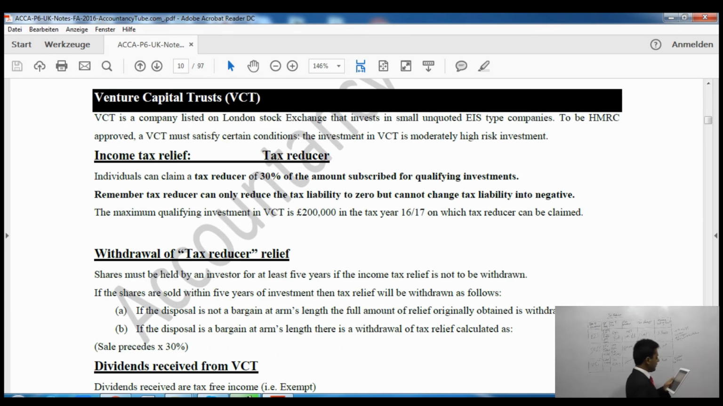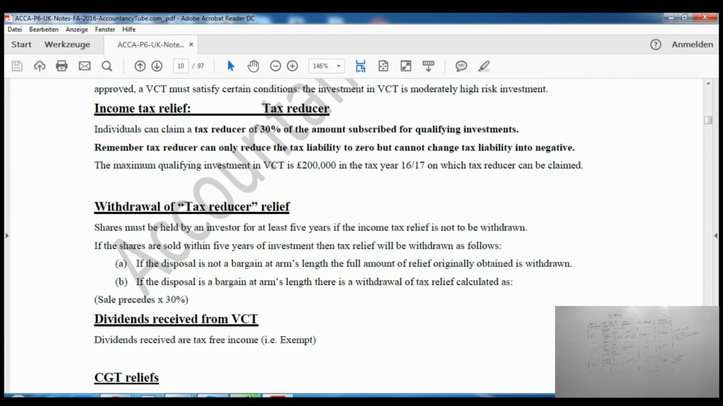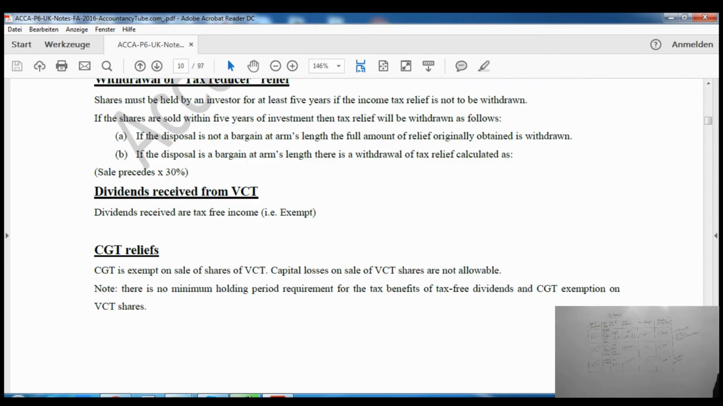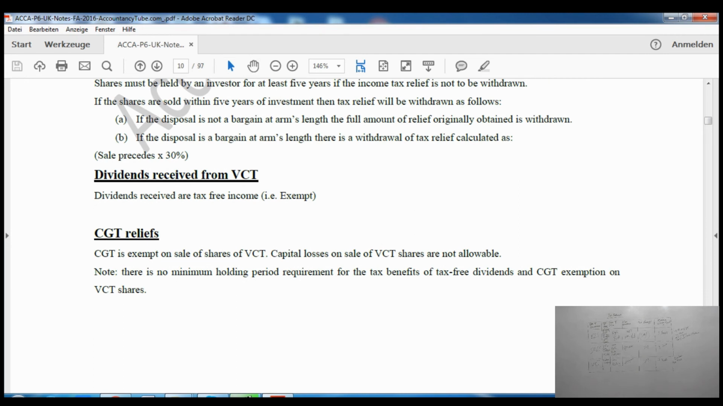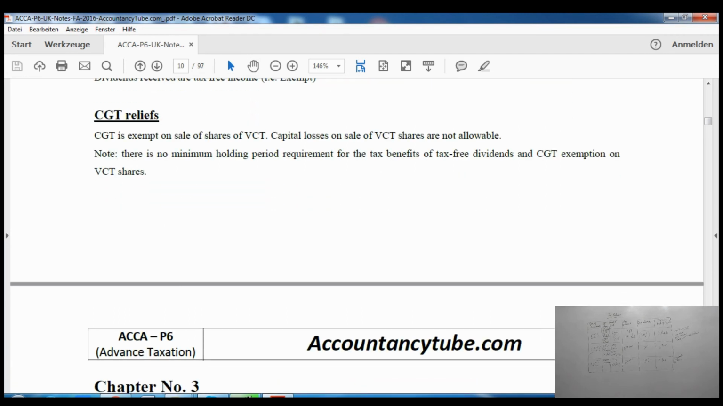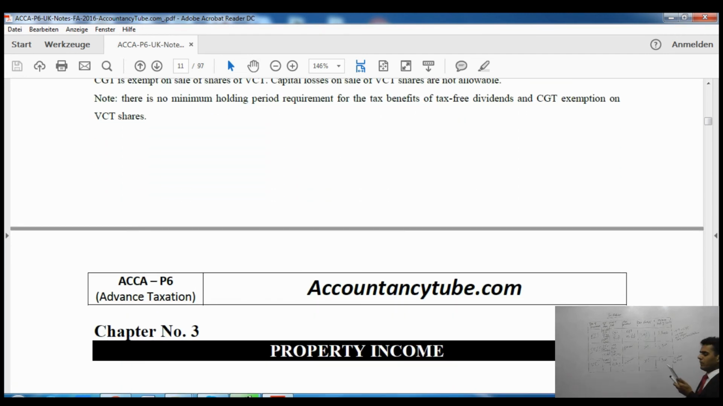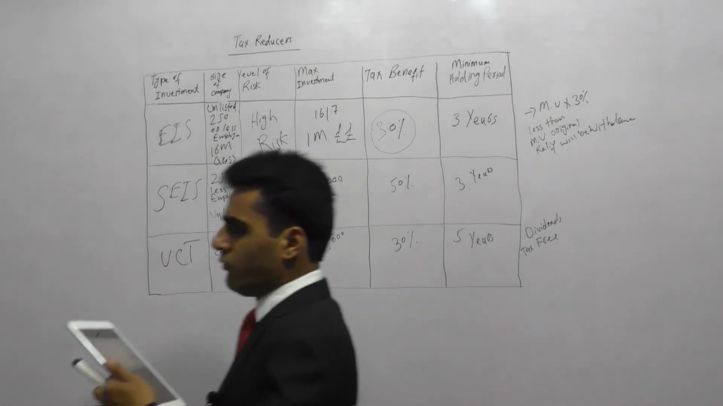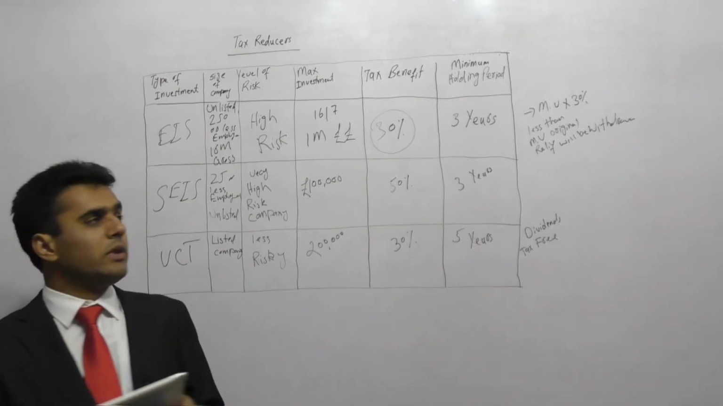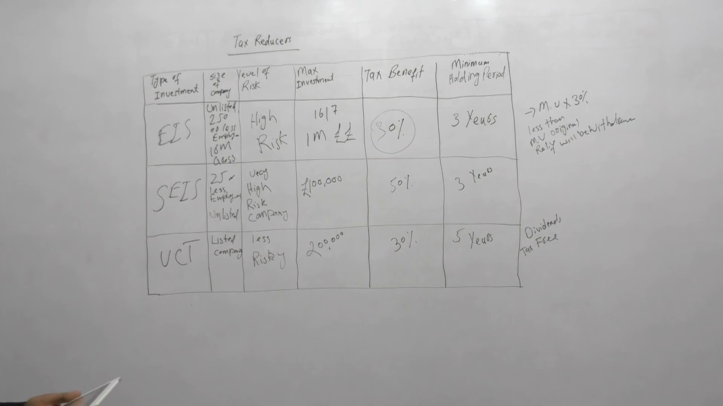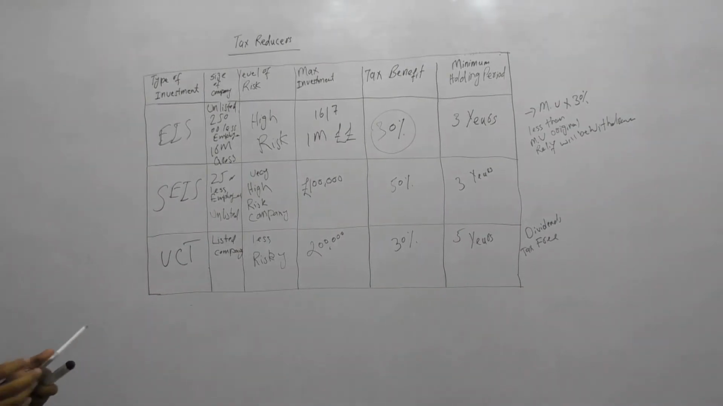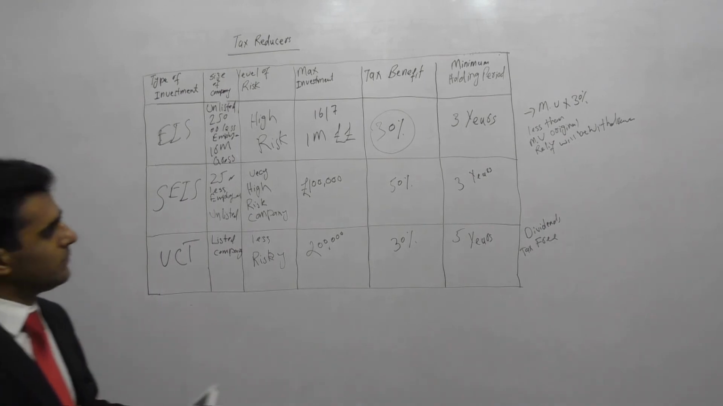Dividends are tax-free. CGT relief: CGT is exempt on the sale of VCT shares. Capital losses on sale of VCT shares are not allowable. And note that there is no minimum holding period. We will come back to this when we do the CGT, because you won't understand it better anyway. Do not worry about it. We'll come back.